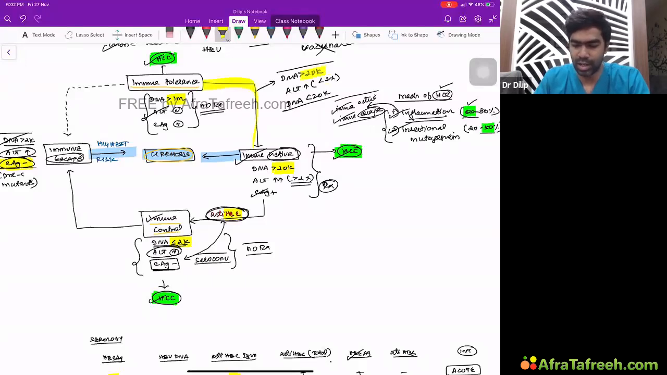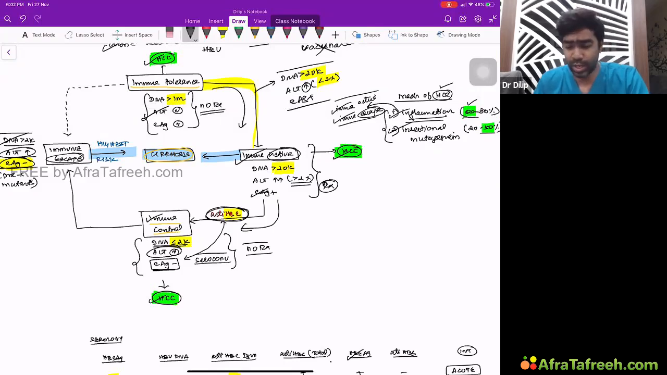That's why the DNA is still high, but ALT is not that high, and DNA is still high, ALT is high, but E antigen is still positive. So you can think about either the patient is moving from this phase to this phase, or the patient can be moving from this phase to this phase. You have no idea here. So this is a kind of gray area that you're dealing with.